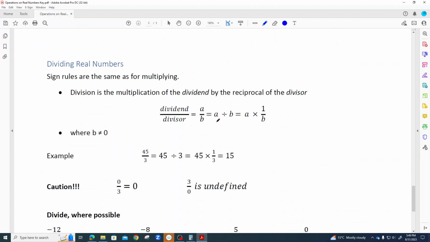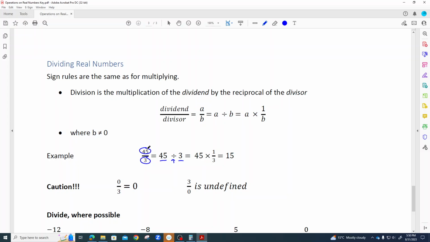Dividing is the same rule, so if the two signs are the same, the answer is positive, signs are different, answer is negative. The only thing you have to know with division is that it can be written in different ways. So if you have something divided by something, like 45 divided by 3, it can be written with a line between them, like a fraction, which is the same as writing 45 with the division symbol by 3. But here's the tricky one. It can also be 45 times, wait for this wording, the reciprocal of the divisor.